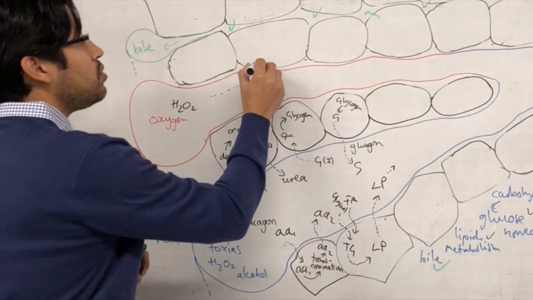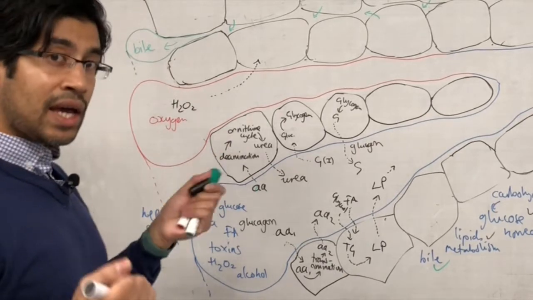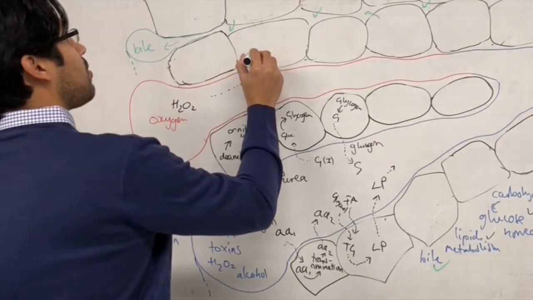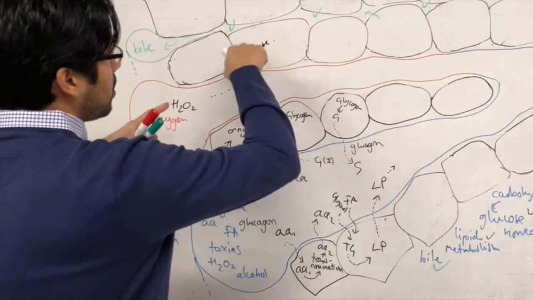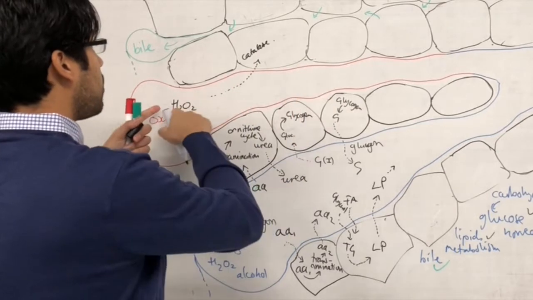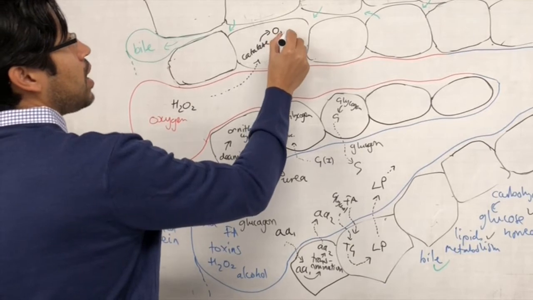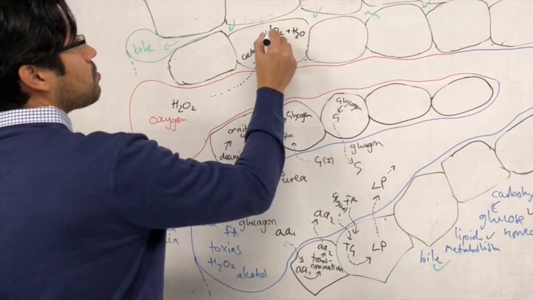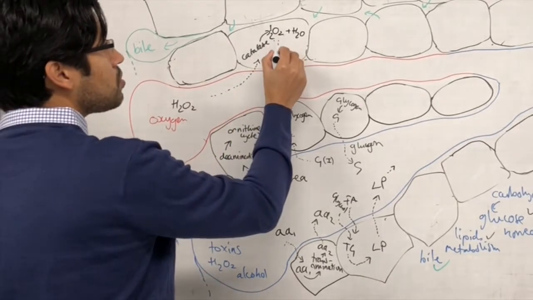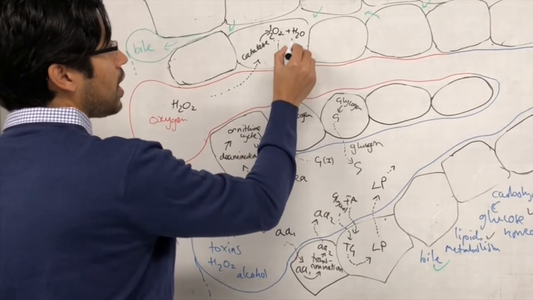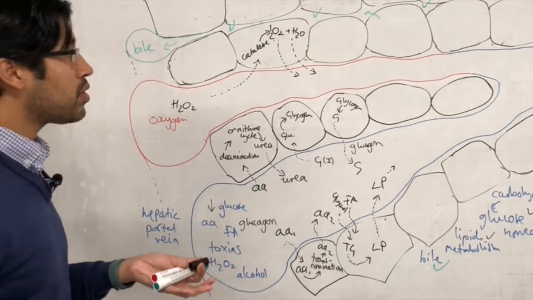Hydrogen peroxide would be here. It would diffuse into the hepatocyte. The hepatocyte would be expressing the enzyme catalase, so it would have catalase. The catalase would catalyze the breakdown of hydrogen peroxide to oxygen and water, half an oxygen molecule and water. And those two could then diffuse out of the hepatocyte. Nice, and that's really all we're talking about.